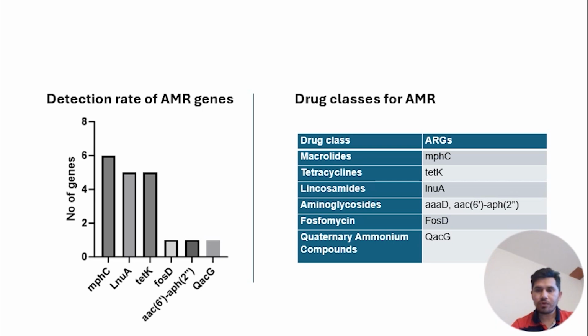Interestingly, we also found antimicrobial resistance genes against quaternary ammonium compounds, which means the disinfectants. Having antimicrobial resistance genes against disinfectants is quite important to notice, because at the end of the flock, farmers are using disinfectant, and if they are using the respective disinfectants, then it will not be able to actually kill or inactivate the bacteria. So it will be a problem for the respective flocks as well.